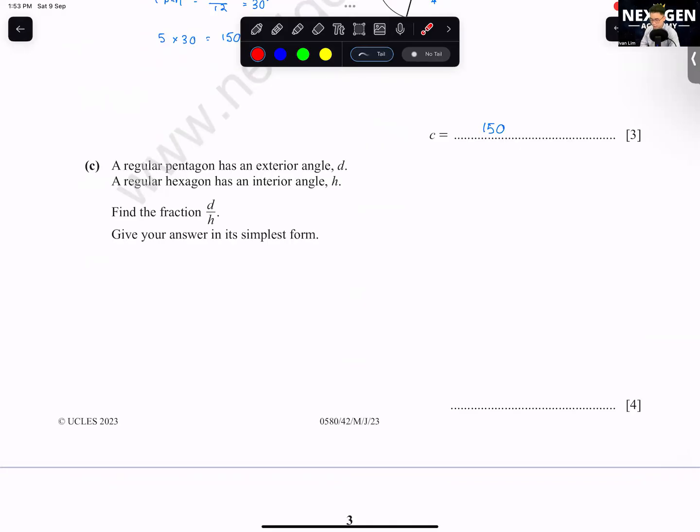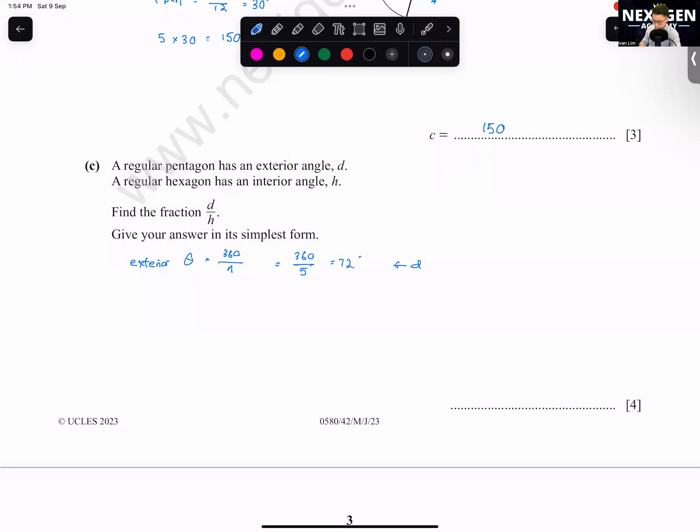Question C. A regular pentagon has an exterior angle D. A regular hexagon has an interior angle H. Find the fraction D over H. Give your answer in its simplest form. We need to know the formula for interior and exterior angle for a regular polygon first. Exterior angle: you all have to memorize this. Almost every paper I've seen, it comes out at least once. It is 360 over n. They say pentagon, so 360 over 5, which gets 72 degrees. This is D.